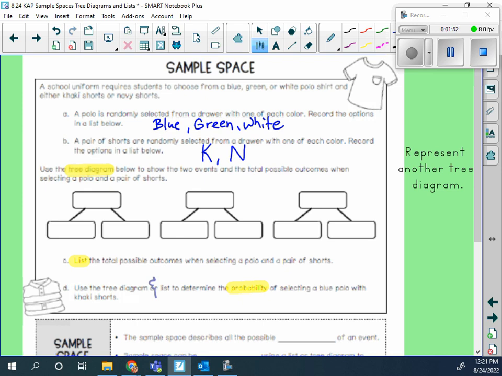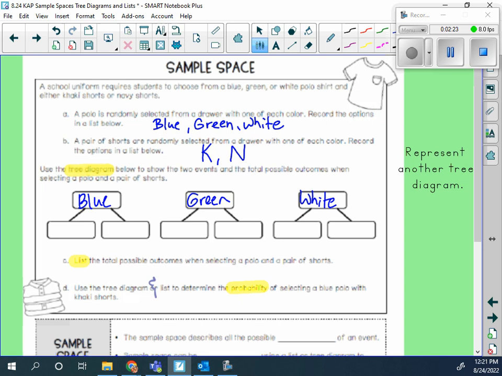All right, now it says to use the tree diagram below to show the two events and the total possible outcomes when selecting a polo and a pair of shorts. So they've started the tree diagram for you. What goes up here? How do you know? Because that's the thing that there's 3 of, right? So this is blue. And does it matter if I change the order? No, it doesn't matter. Like I could have started with white, it wouldn't matter. Okay? So there, that represents my polo.